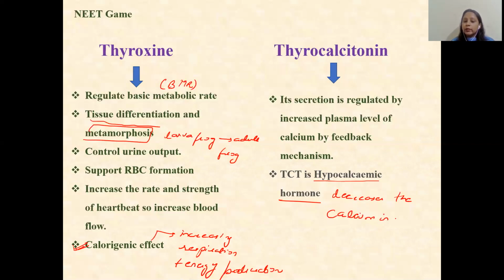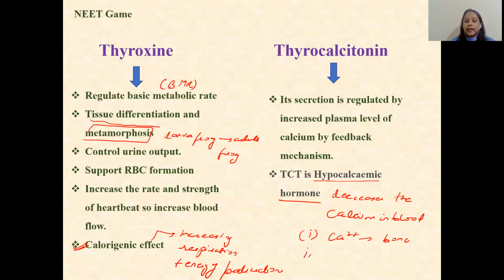How does it do this? There are two ways by which the blood calcium level can be decreased. First of all, it takes the calcium from the blood and deposits it in the bone. This is the first way the blood calcium level decreases: by taking the calcium from the blood and storing it in the bones.